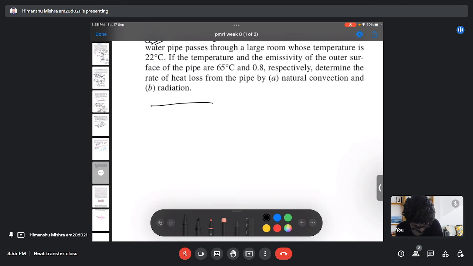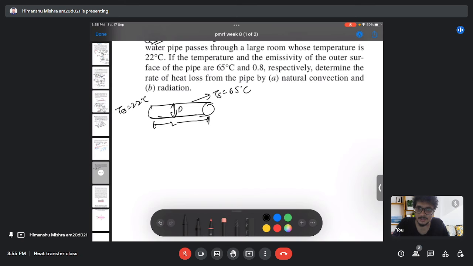So here we have a tube. The temperature of the air is 22 degrees Celsius and the temperature of the tube surface is 65 degrees Celsius, and we have been given the diameter and the length of the tube. We need to determine the heat transfer by natural convection and radiation.